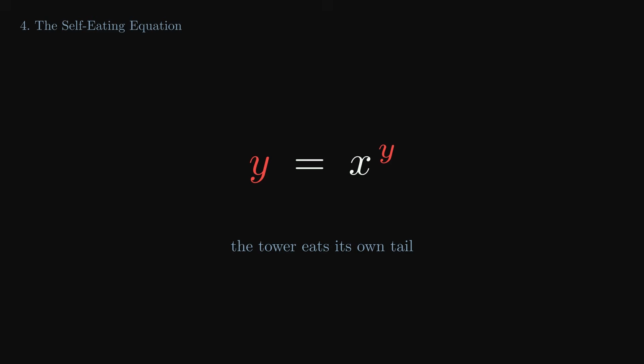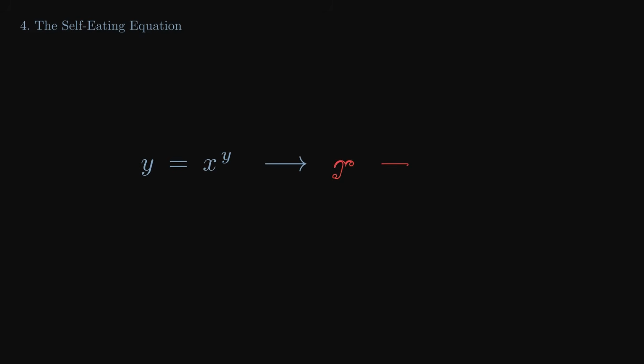Now do one small algebraic flip. We would like to know, for a chosen height y, which base produces it. Take the equation and solve it for the base instead of the height. The base is y raised to the power 1 over y.